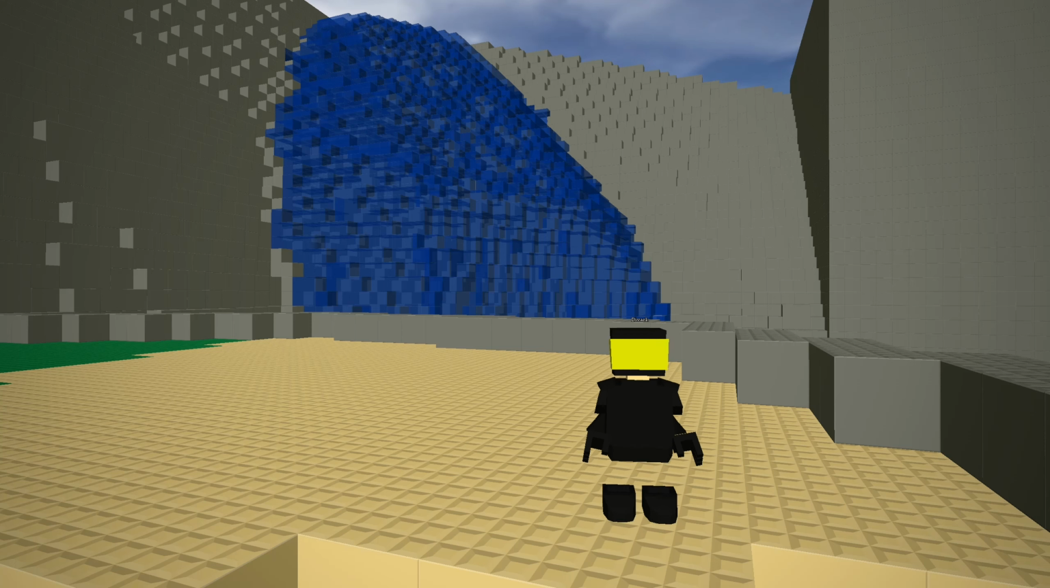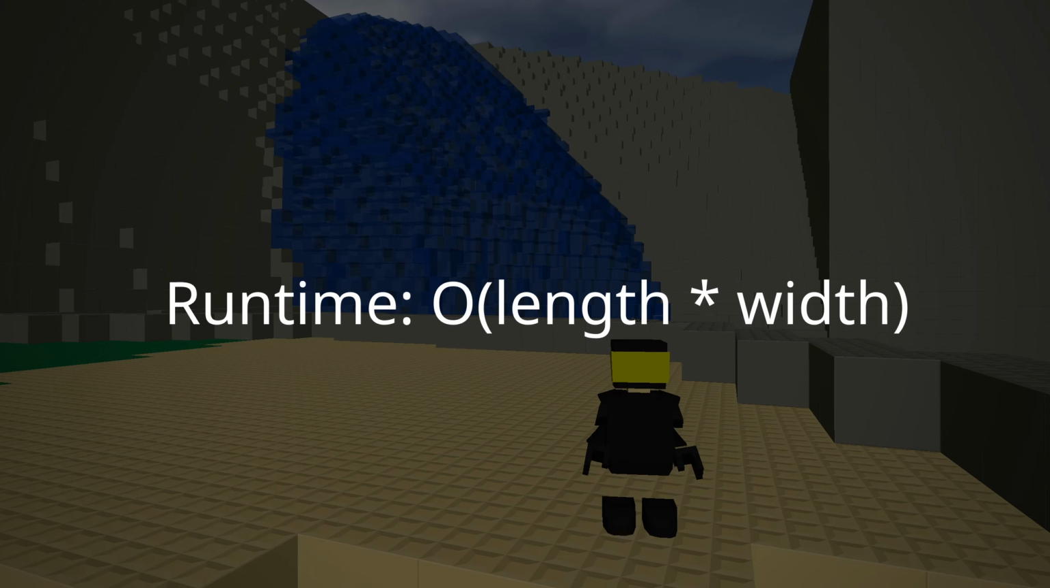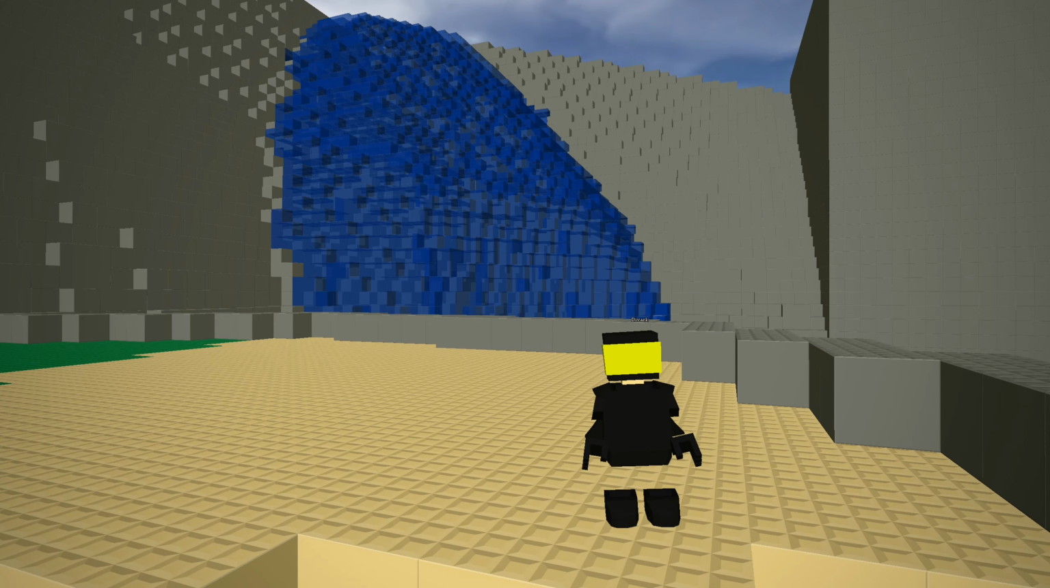The runtime of solving maximal square with dynamic programming is big O of length times width, where runtime means the number of steps taken while the program is executing, and the big O represents the worst case scenario for the total amount of steps needed to run a program. It is this way because we are looking over all the squares in the area, and our area can either be a square or a rectangle.